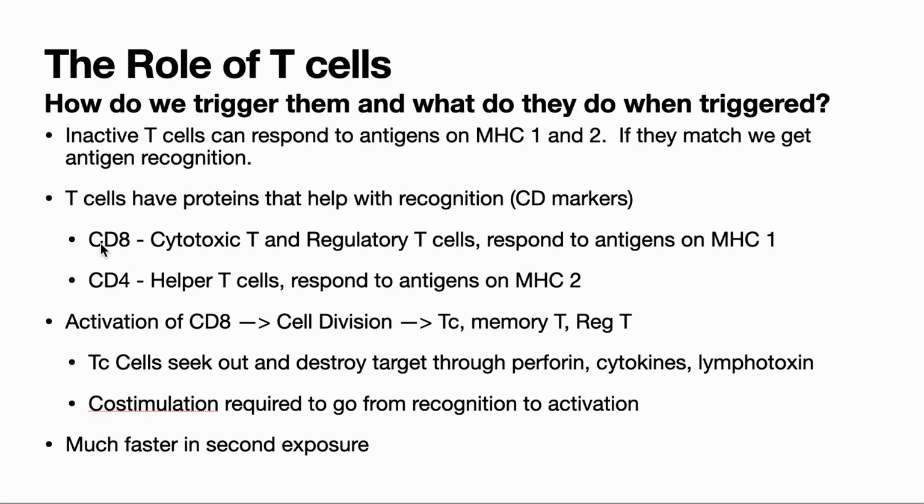So how do T cells, if they've been activated, how do they actually go out and destroy that target antigen? Well, they find the antigen by matching their receptor up to it, and then they use either perforin to poke holes in the membrane and destroy it, cytokines to induce apoptosis, or lymphotoxin to shut down the metabolism of the target cell.